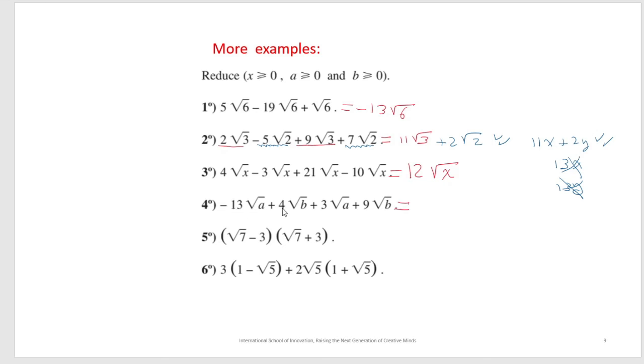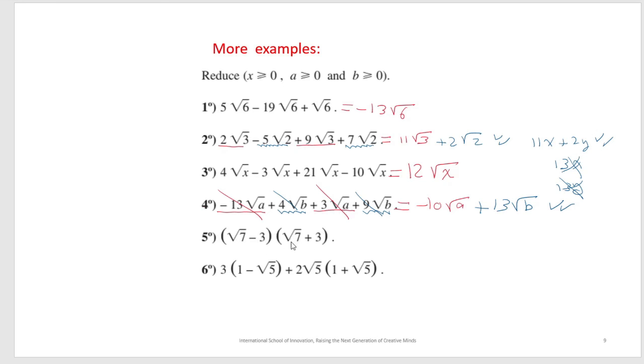Negative 13 radical a plus 4 radical b plus 3 radical a plus 9 radical b. Okay. So I have the negative 13 radical a plus 3 radical a all together and 4 radical b and 9 radical b together. So let's do the first two. I have here negative 13 radical a plus 3 radical a. It is negative 10 radical a. 4 radical b plus 9 radical b, so it's 13 radical b, and it's done. Couldn't do anything else. Okay.